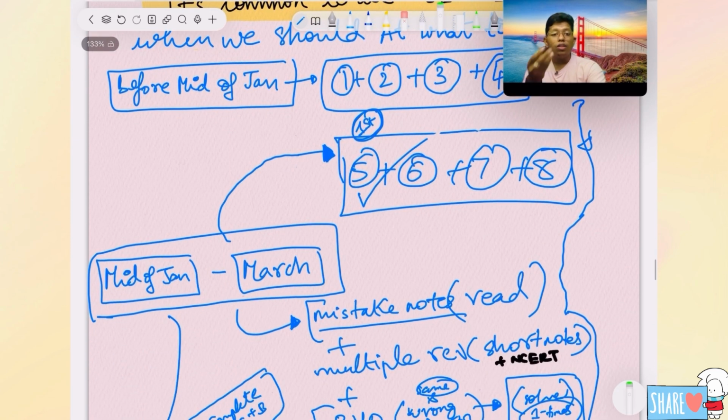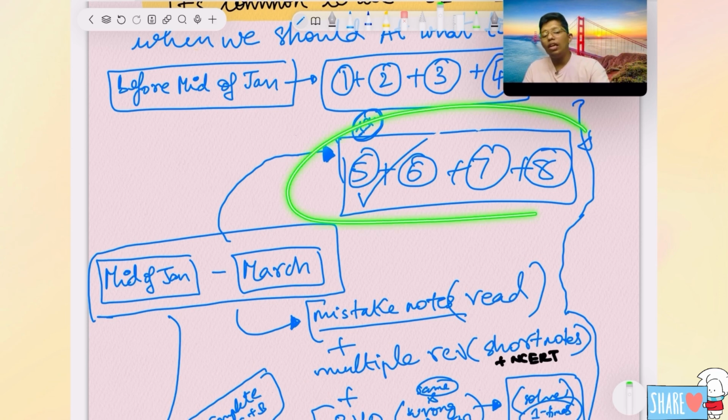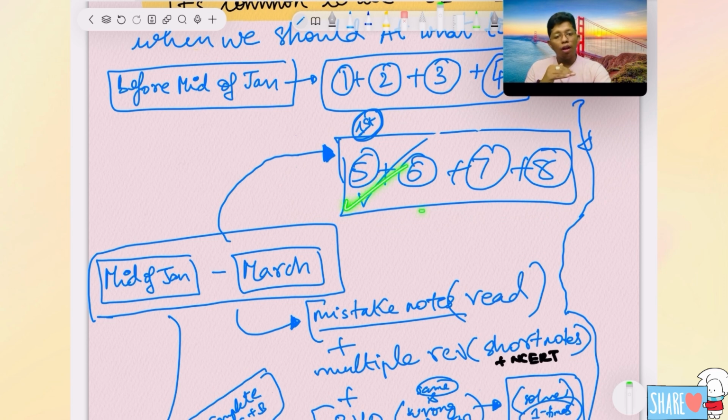The reason is that everything I have said can be done in this period because you have nothing else to do. Before mid of January, you have lectures to watch. Most of the time you spend half of the day watching lectures, and after that you just read short notes or solve DPPs. But from mid of January to March, 2.5 months, we are simply doing revision and practice. That's why you can easily complete everything in half of the day.